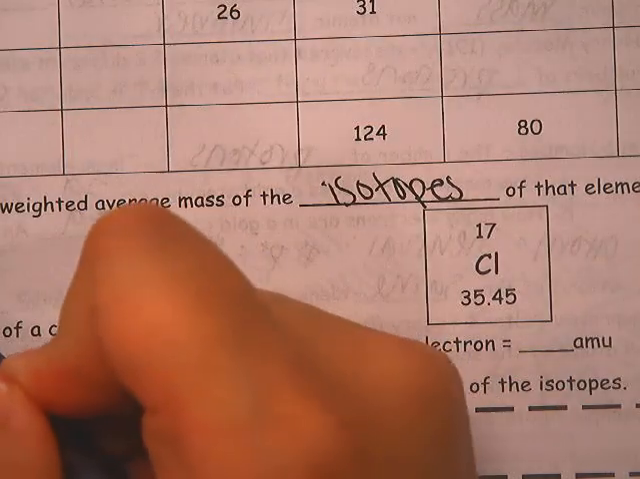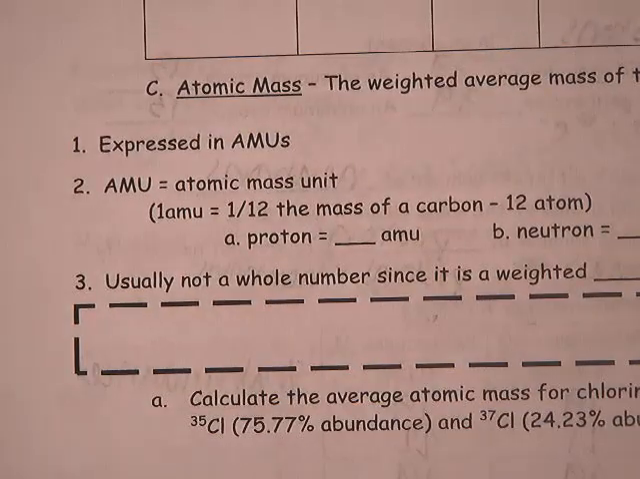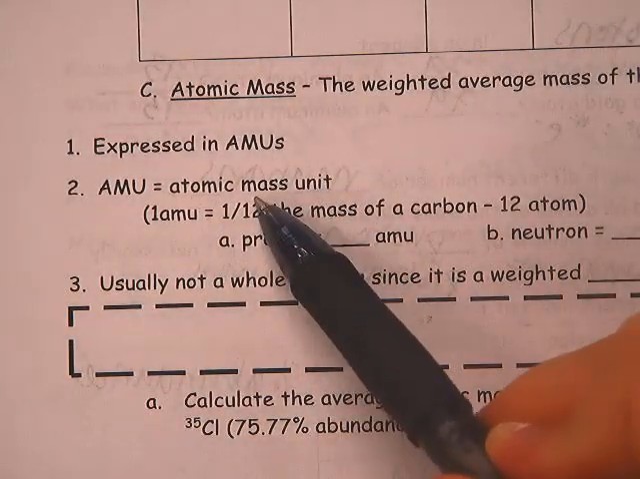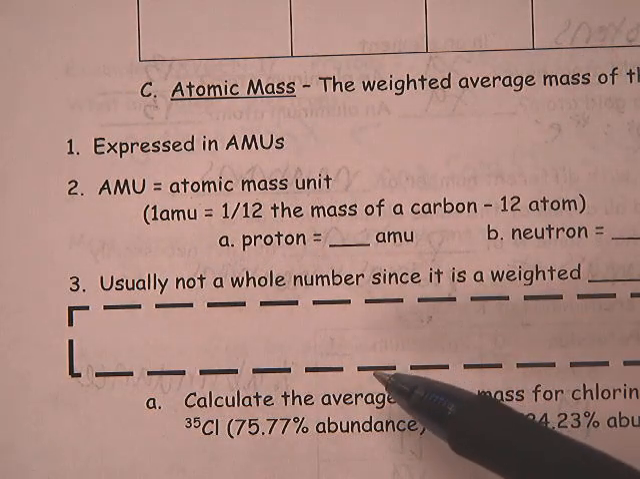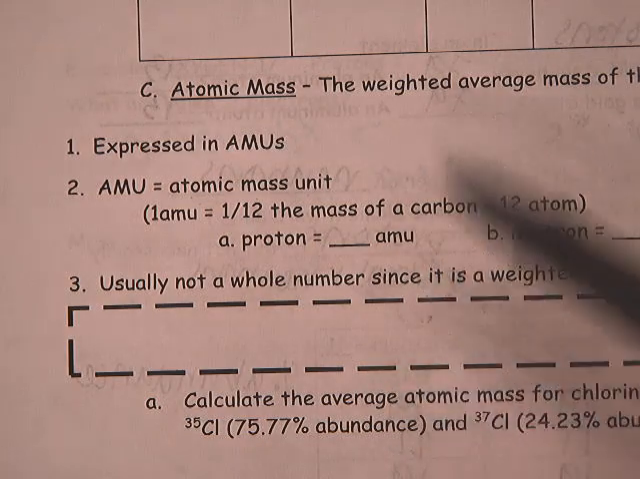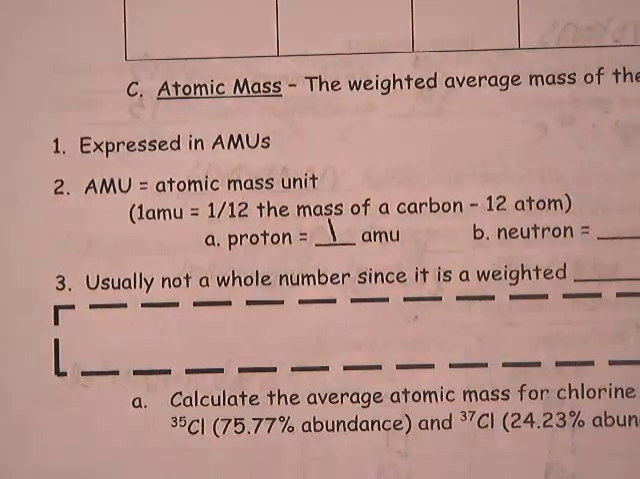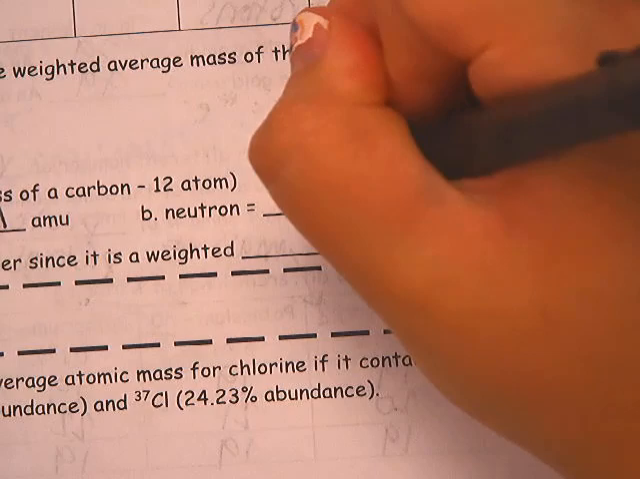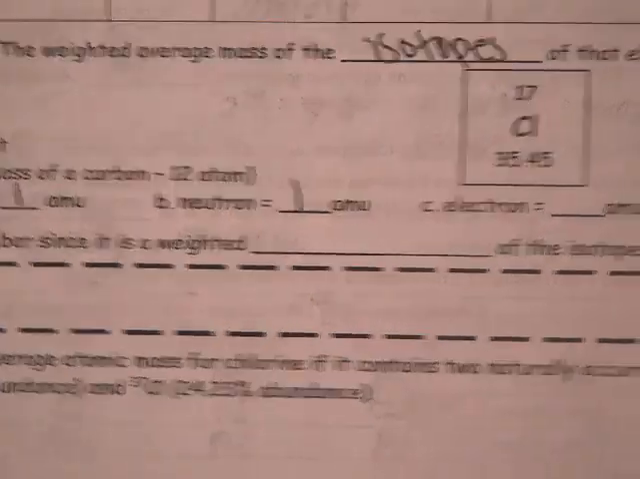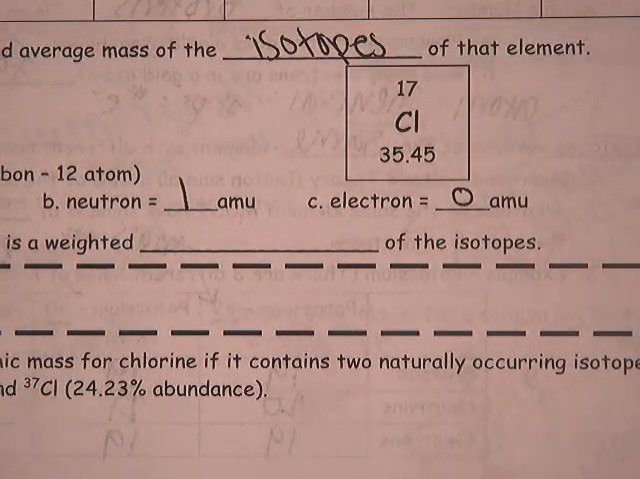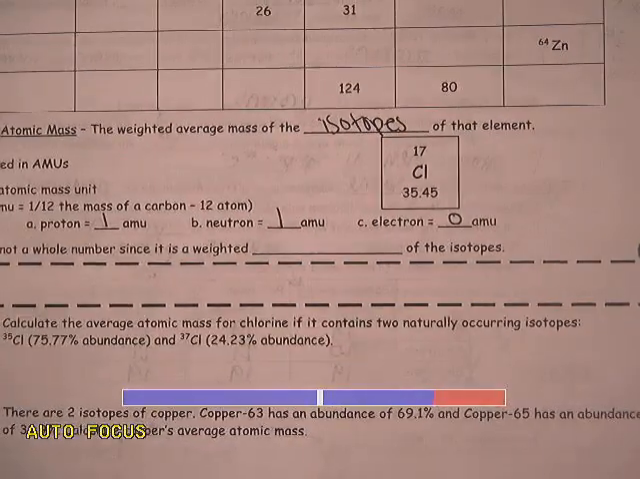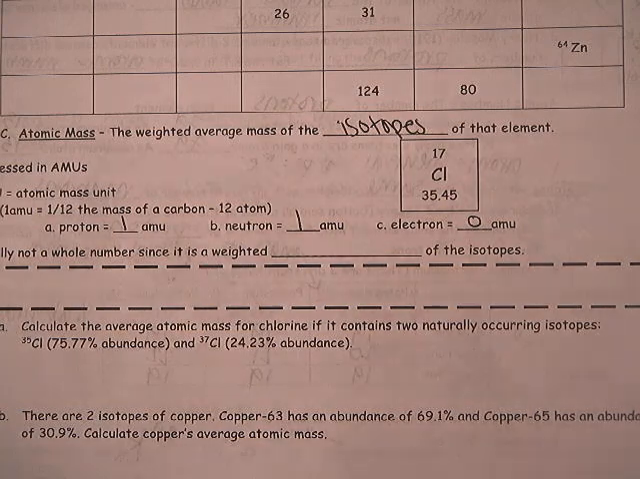We express it in AMUs. Sorry, you can't see that. AMU stands for atomic mass unit. So if you're measuring atomic mass, you're going to use the atomic mass unit. That's the easiest unit we'll use all year. A proton is the equivalent of 1 atomic mass unit. A neutron is the equivalent of 1 atomic mass unit. And an electron is the equivalent of 0 atomic mass units. So without using actual math, up until this point, we've already been using these to calculate the mass number of a specific atom.